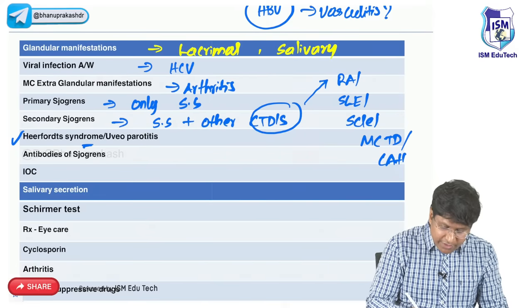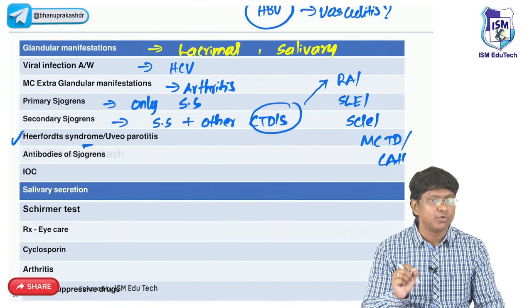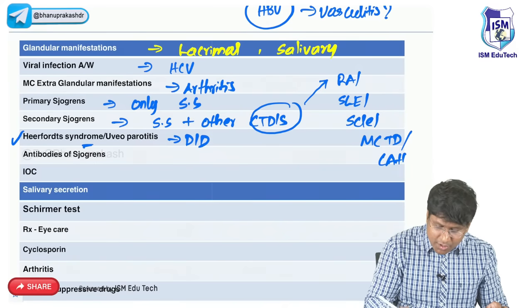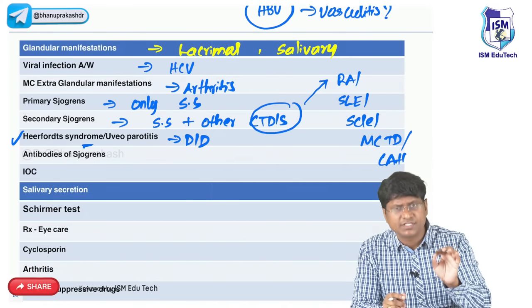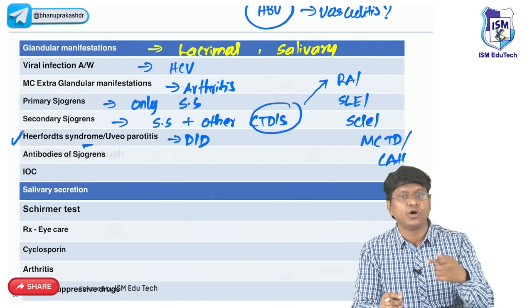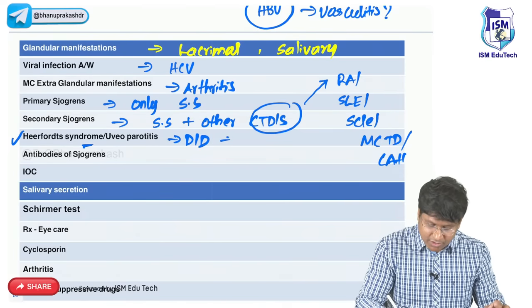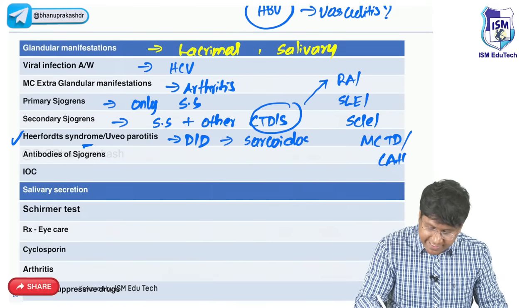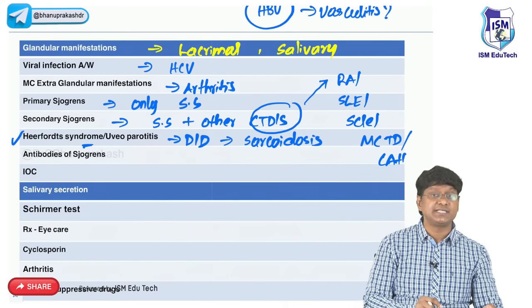Now you need to know an important syndrome called Heerfordt syndrome or uveoparotitis. Remember, Heerfordt syndrome or uveoparotitis is a close differential diagnosis for Sjögren's syndrome. Where do you come across this? You come across this in patients with sarcoidosis. It is not seen in Sjögren's. It is a feature in sarcoidosis.